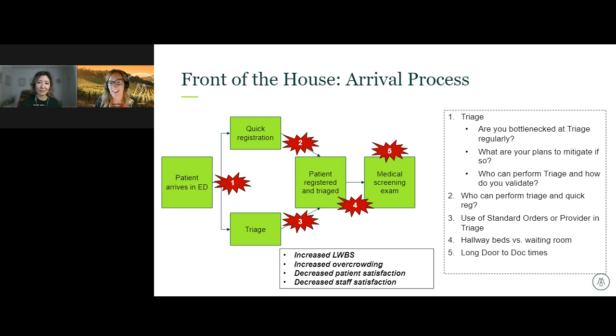Those length of stay, left without being seen, et cetera. Hey, Dawn, tell us a bit more. What's the difference between having the provider in triage and having the charge nurse up front? Like, how does that expedite the process?